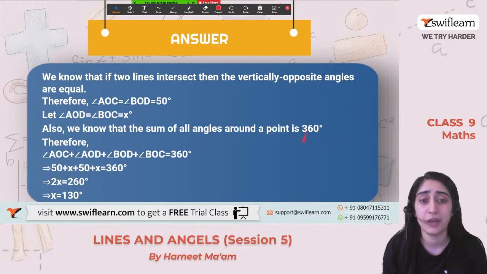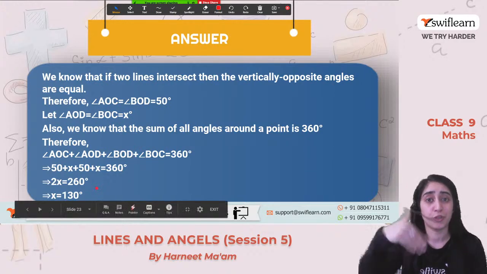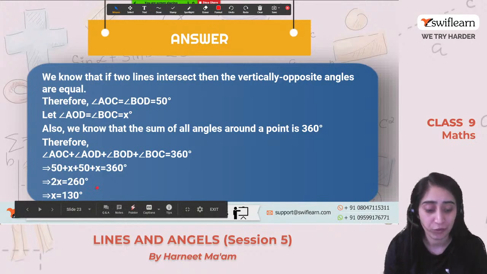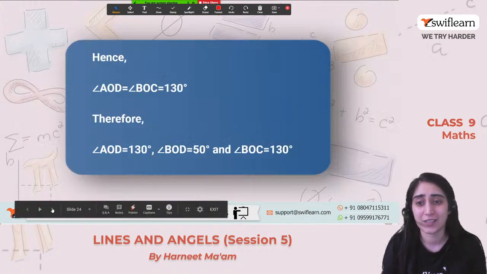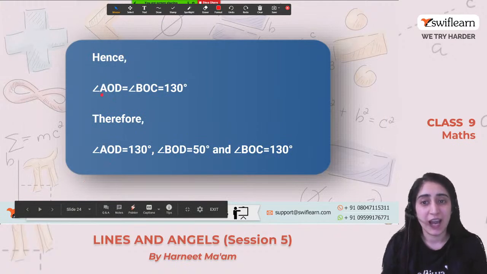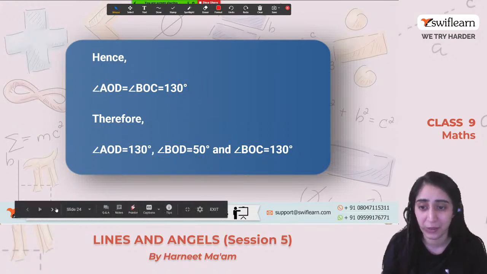That means at the point, the sum of all the angles will be 360 degrees. So adding them, we find the value of x. Now if I know the value of x, both of them are equal. That means all three angles have been found out. Right? Great. Hence, angle AOD plus BOC, which was x, is equal to 130 degrees, and the vertically opposite angle is equal to 50 degrees.